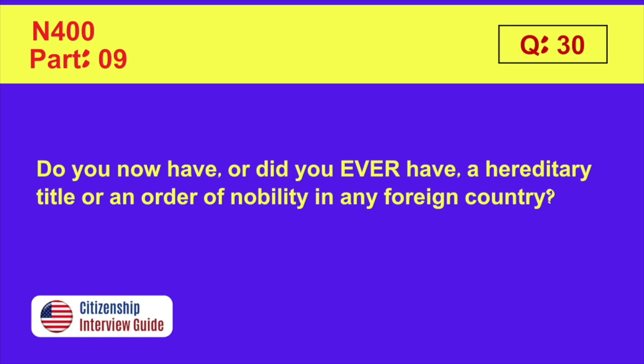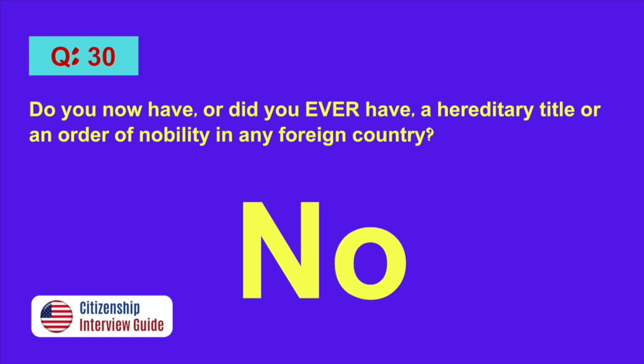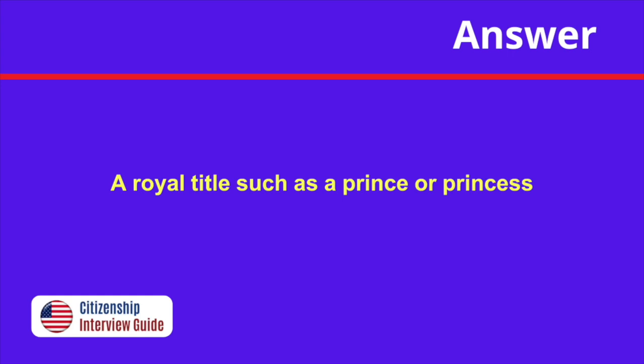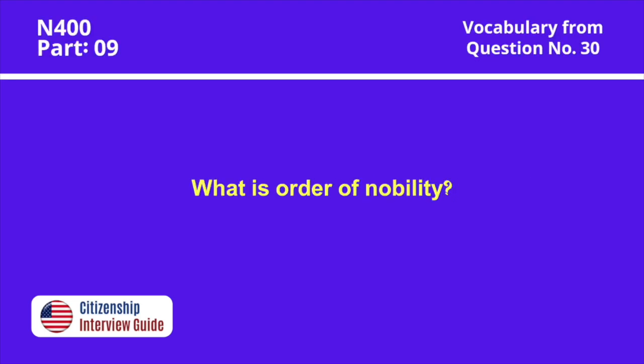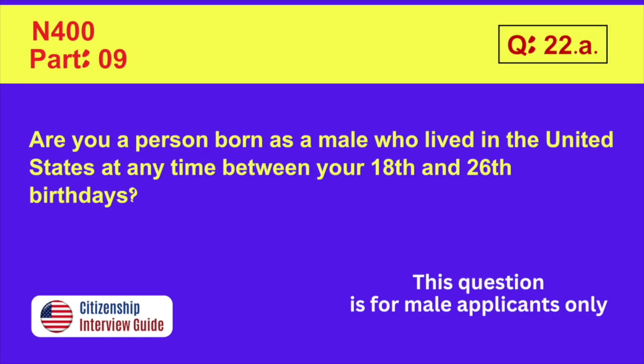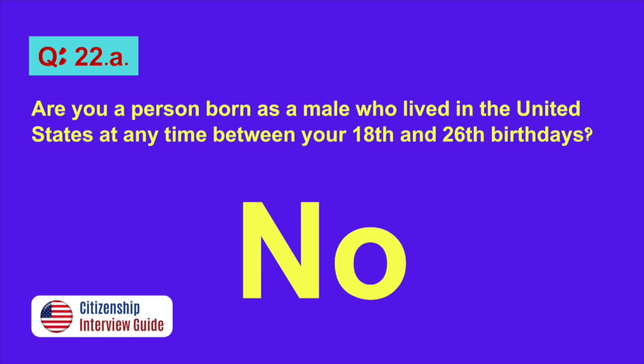Do you now have, or did you ever have a hereditary title or an order of nobility in any foreign country? No. What is hereditary title? A royal title, such as a prince or princess. What is order of nobility? Like king or queen. Are you a person, born as a male, who lived in the United States at any time between your 18th and 26th birthdays? No.